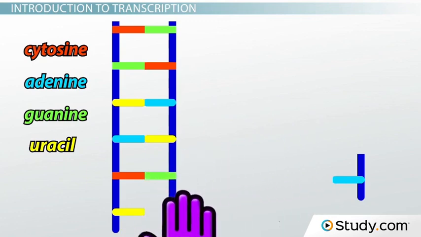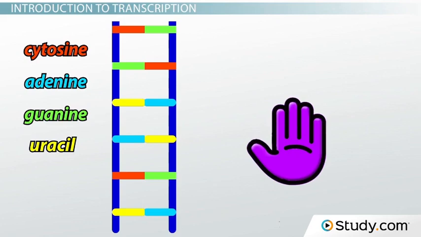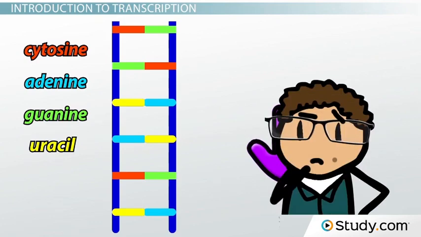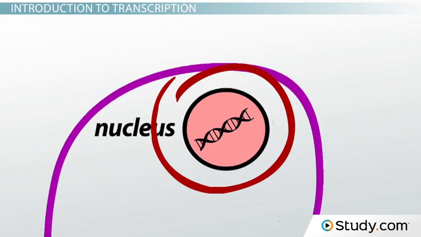Sometimes in biology, when you're learning the tiny details, it's easy to lose sight of the big picture. You may begin to wonder exactly where we are in the context of a cell. But remember that transcription starts with DNA, and DNA lives in the nucleus. So throughout this entire lesson, keep in mind that all of it happens inside the nucleus of a cell.